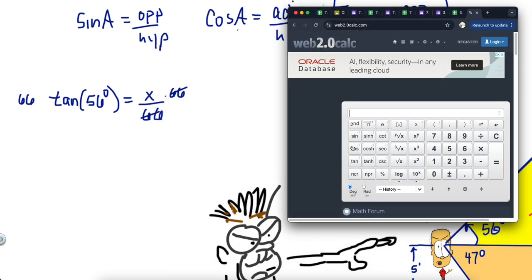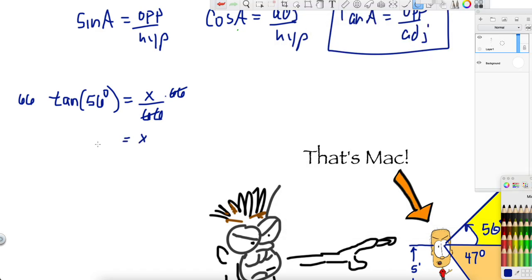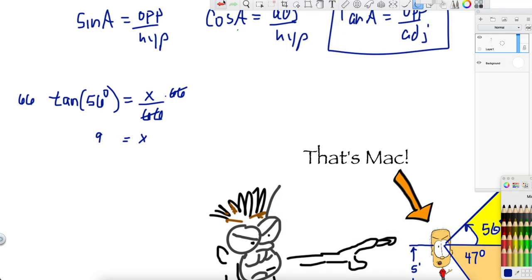And so our calculator here, we've got 66, I'm using the Web 2.0 calculator online, times the tangent, here it is here, tangent of 56 degrees equals 97.8. So we're rounding this to the nearest whole. So what did I say? 97.8. And this is going to be feet.